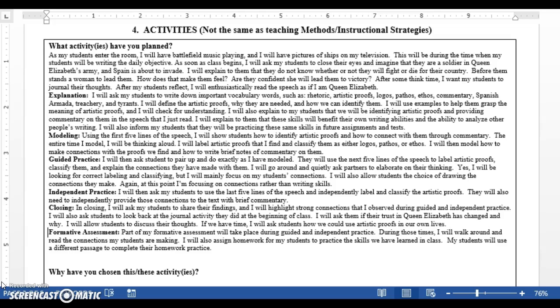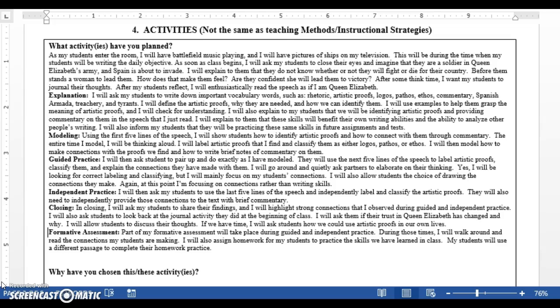And during this time, I will be doing exactly what I expect them to do in guided practice, independent practice, homework, and even future tests. I will really try to make my students understand I need you to pay attention during this time because this is exactly what I want you to do. So this speech is nice because it's like 15 lines long.